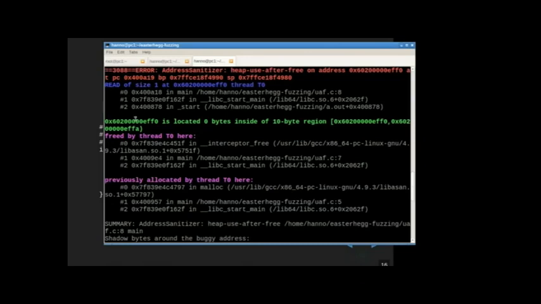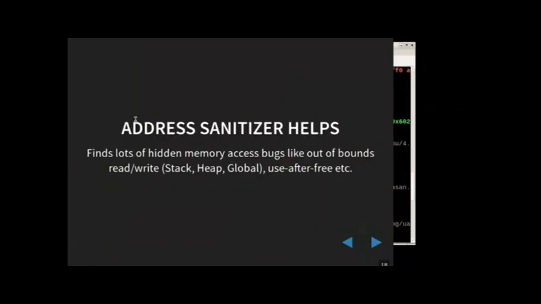The thing is, with use after free, most of the time these bugs don't crash your application. Also, if you have out-of-bounds memory reads, your application usually just continues running and something strange may have happened. And so it's hard to find these bugs without such a tool. So address sanitizer is very helpful, because it allows you to find these kinds of bugs. Yeah, this is again the error message.